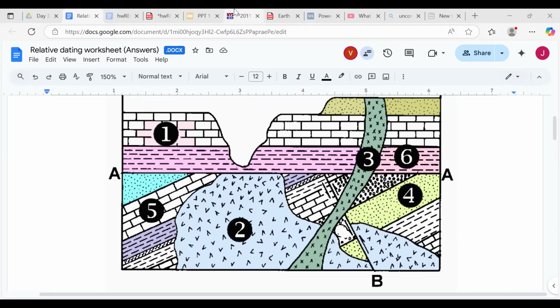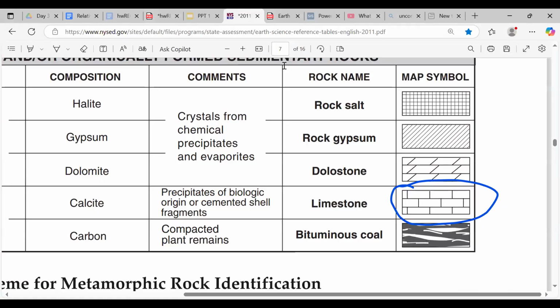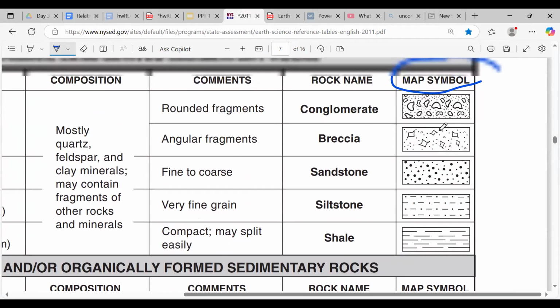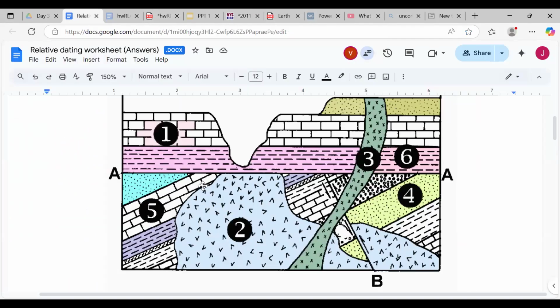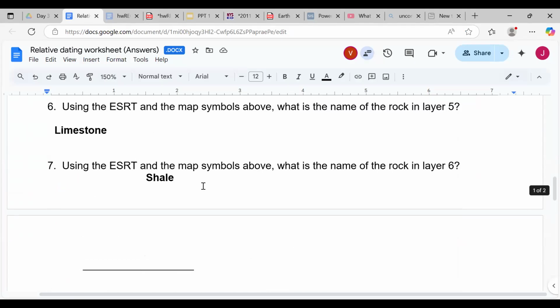So I'm going to go to my reference tables, all right? And I'm going to go to where I see dashed lines, and I see straight dashed lines right here. Not a dashed line with dots, just a straight dashed line. And the correct answer is shale, using page 7 of the reference tables. So the correct answer is shale.